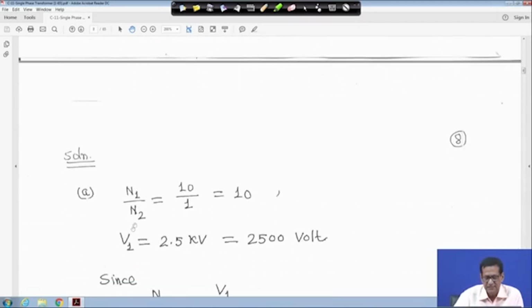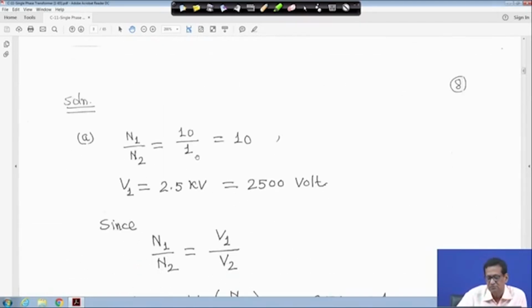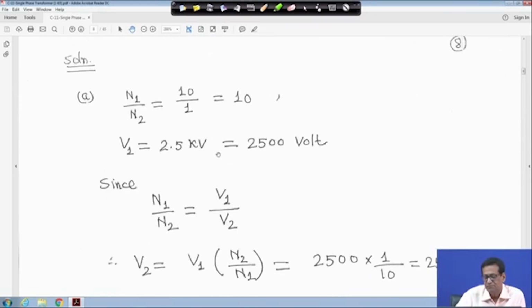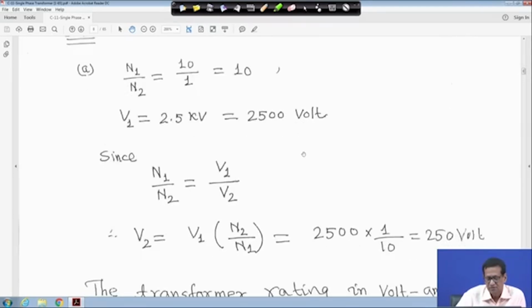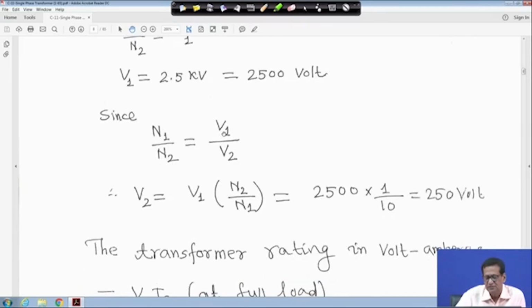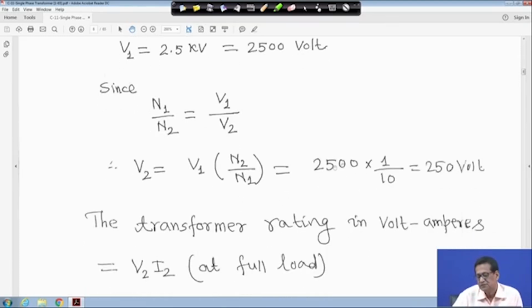First, N1 by N2 is equal to 10:1, so 10 by 1 is equal to 10. Now V1 is given as 2.5 kV, so 2500 volt. Since N1 by N2 is equal to V1 by V2, therefore V2 is equal to V1 into N2 upon N1, which is 2500 into 1 upon 10. So it is 250 volt. V2 is 250 volt.